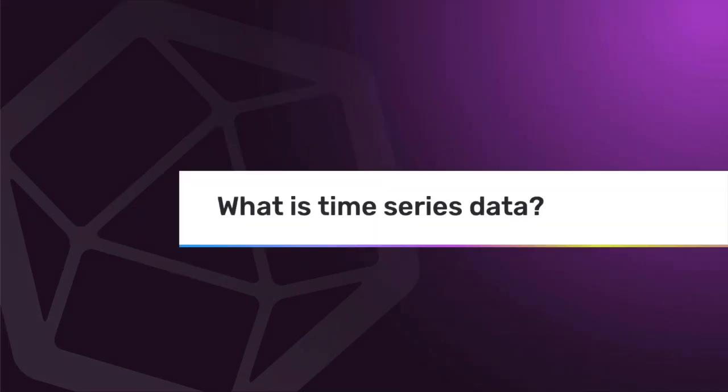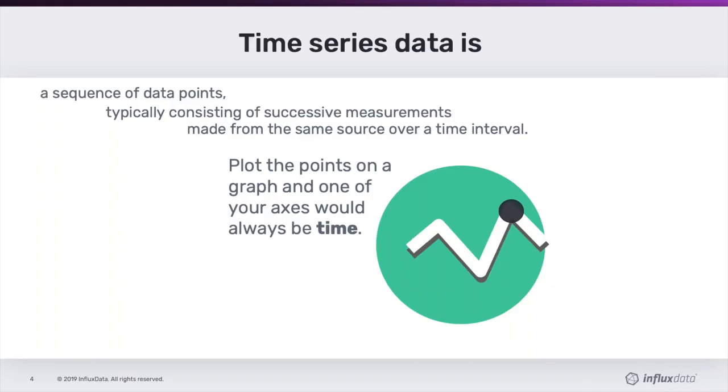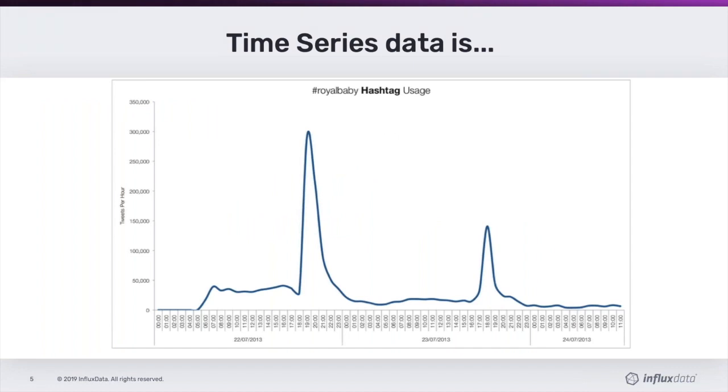What is time series data? Easy enough. Time series data is any data that you're collecting that has a timestamp on it. So this is anything that you would be plotting on a graph. One of your axes will always be time. So if you're looking at the weather, for example, and you want to look at the temperature at a certain time, that's going to be time series data.